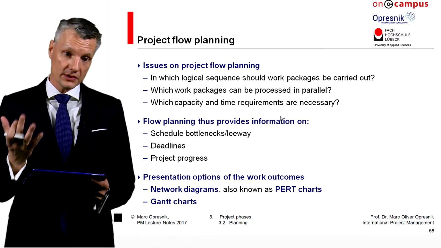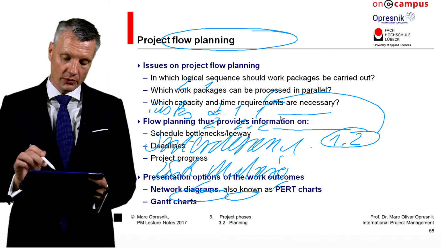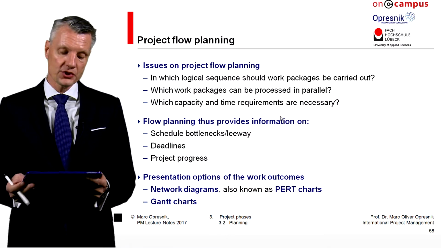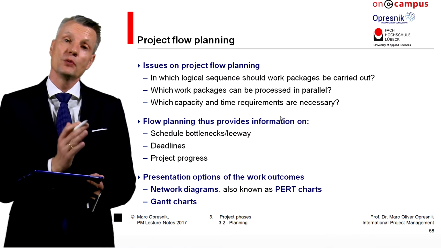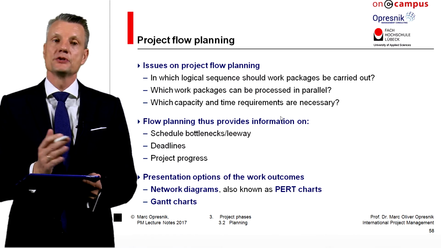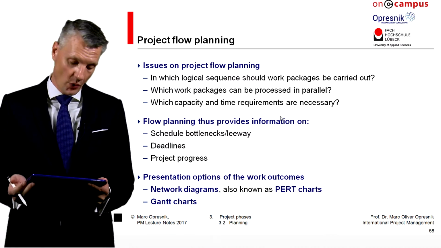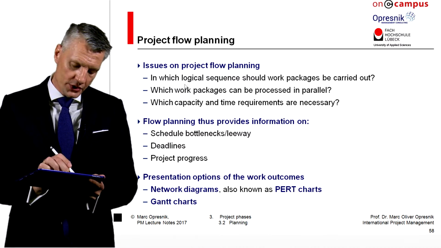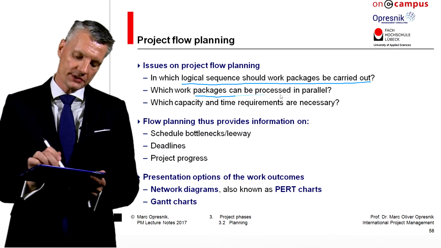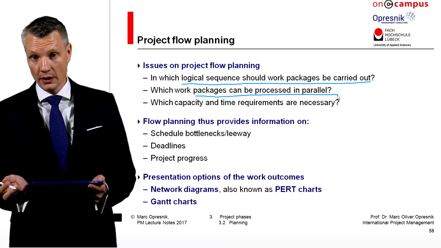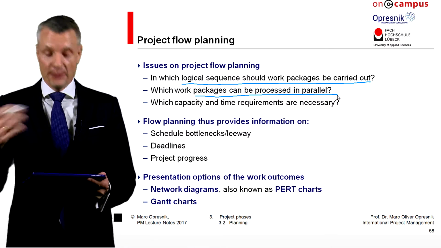And then this work breakdown structure is followed by the project flow planning. And I've mentioned that before. The project flow planning means that you think about in which chronological order do you have to work on the task and work on the work packages. So which is the logical sequence? And which work packages can be processed in parallel, which are independent from another, and which one are dependent on another?